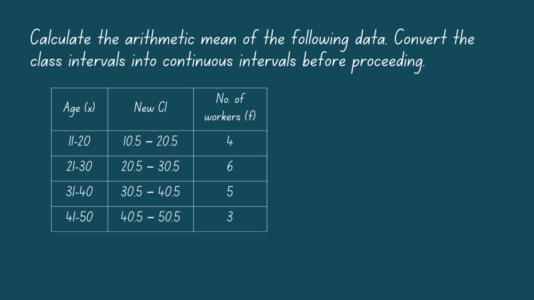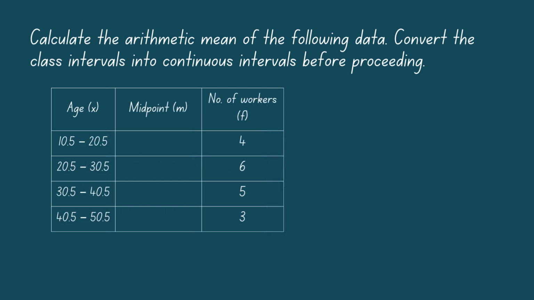Now, the rest of the process is the same as we have been doing. You find the midpoint, find the MF values, add the MF values, add the frequency and put it in the formula. So I would suggest now you pause the video and do this on your own. Come back and verify it with mine. Okay, let's do this now.